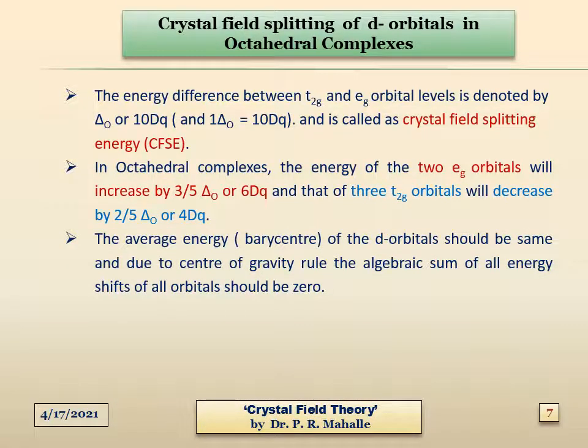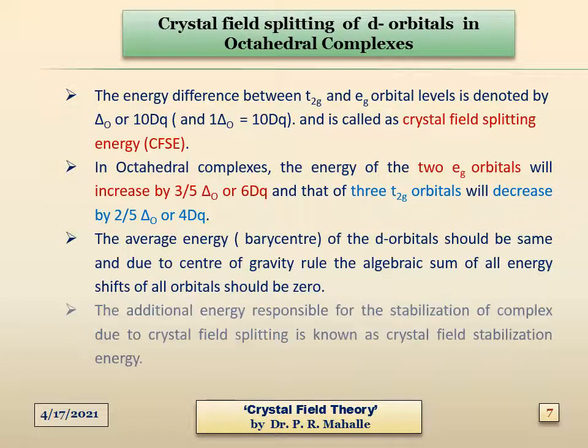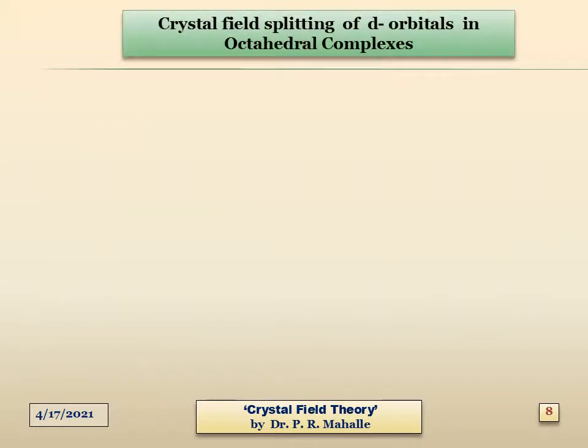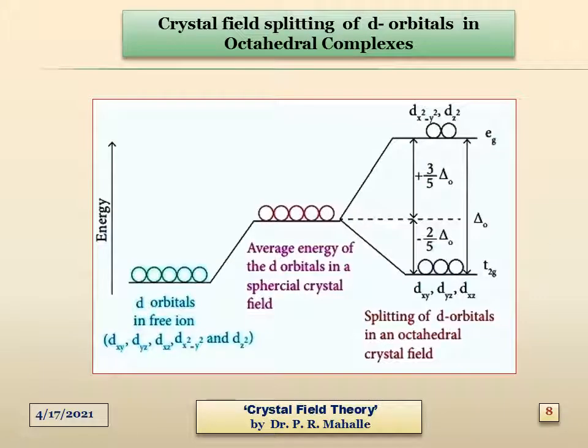Therefore, the average energy, that is the barycenter of the d orbitals, should remain the same, and due to the center of gravity rule, the algebraic sum of all energies of the orbitals should be 0. The additional energy which is responsible for stabilization of the complex is called the crystal field stabilization energy. Crystal field splitting of d orbitals in octahedral complexes can be shown as in the following diagram. The relative energy of the d orbitals in the free ion is shown, then on the approach of the ligands, they are split into two types of orbitals, eg and t2g orbitals.